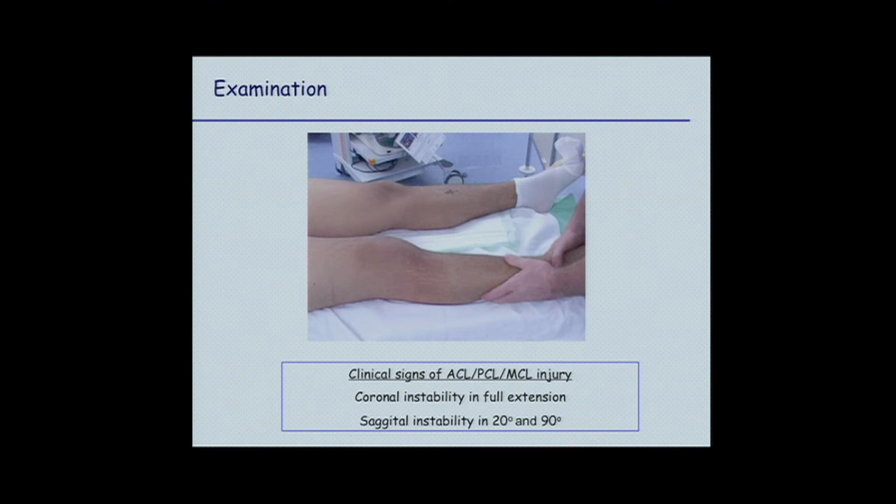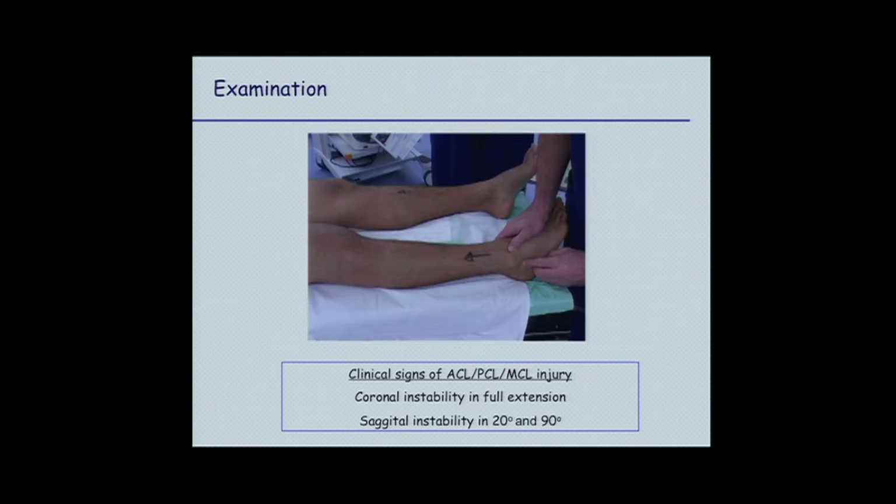But if you don't address their instability early, think they have an anterior cruciate ligament problem and deal with that, they will be left with ongoing and crippling medial instability. So clinical examination in these patients, if you can achieve it, is very important.